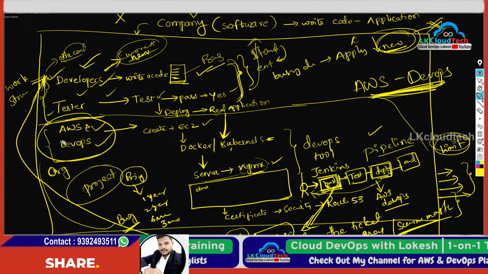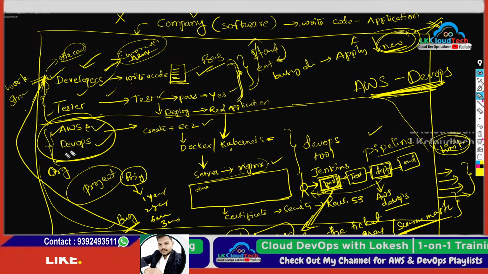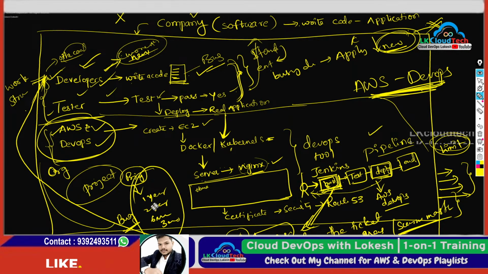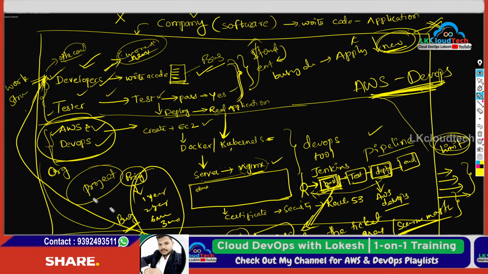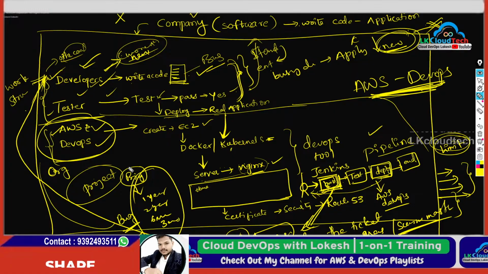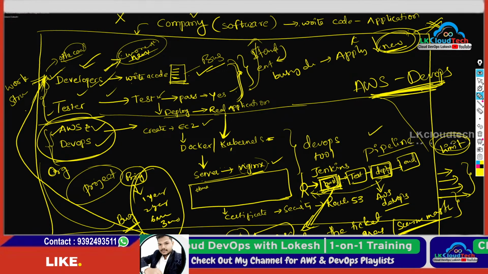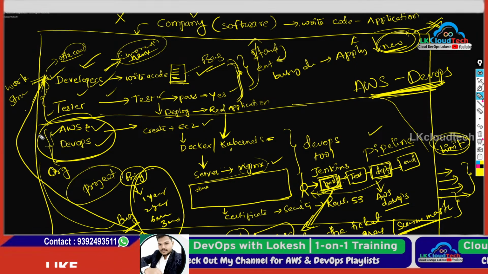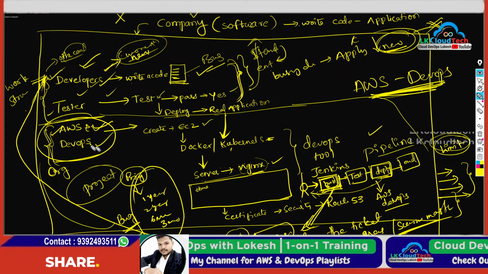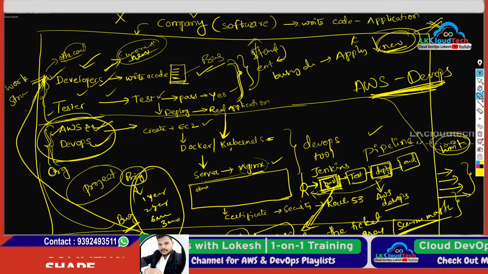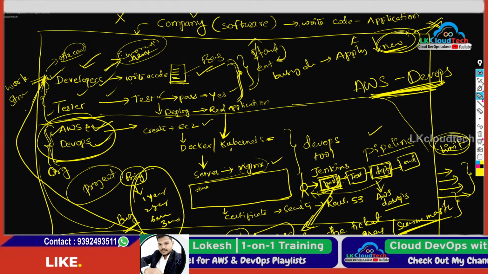You won't care about the timeline, and the AWS and DevOps team will not care about the timeline. The time of the project will be taken care of by the scrum master. The scrum master will take care of the timeline and deadlines, and the project manager and scrum master will take care of that. So your work is to take care of the AWS and DevOps parts only. Clear? Yes. Understood?